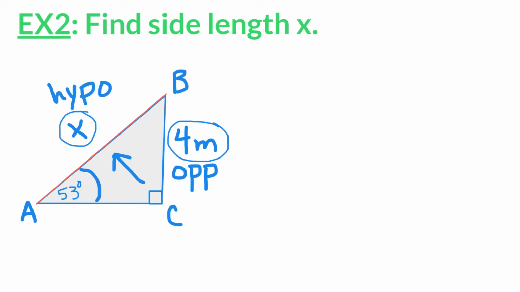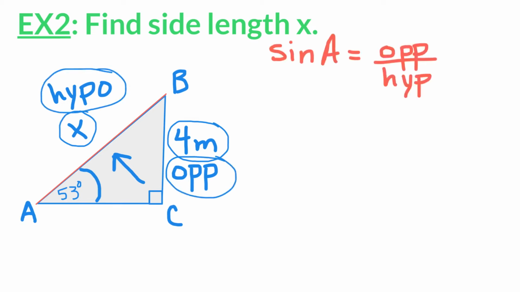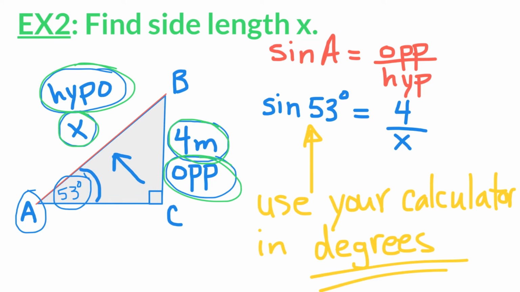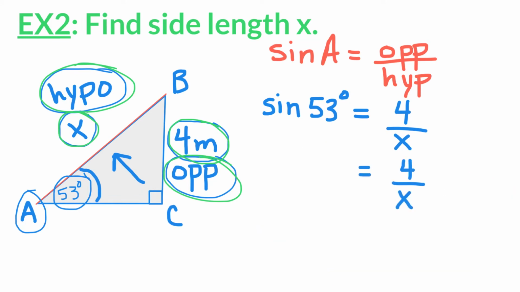The only trig ratio that relates the opposite and the hypotenuse is sine. Now we plug in the numbers that we are given. Sine 53 degrees equals 4 over x. Now find sine 53 on our calculators, which equals 0.79863. Remember this number as a fraction over 1.